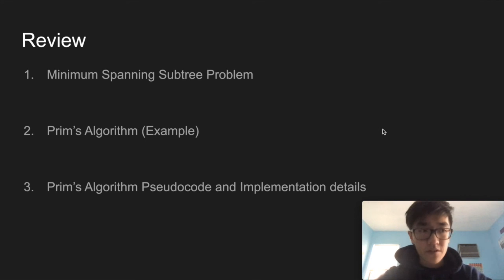And to recap what we learned in this discussion, we first talked about the minimum spanning tree problem. Second, we went over Prim's algorithm and an example of how Prim's algorithm works. Lastly, we went through some pseudocode and implementation details for Prim's algorithm.